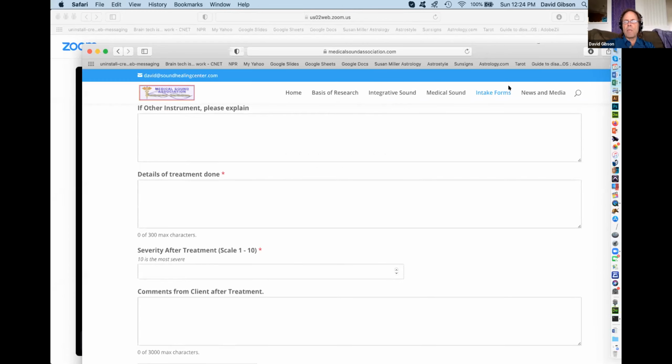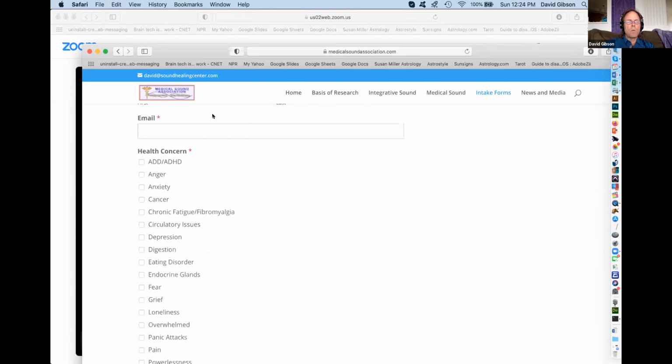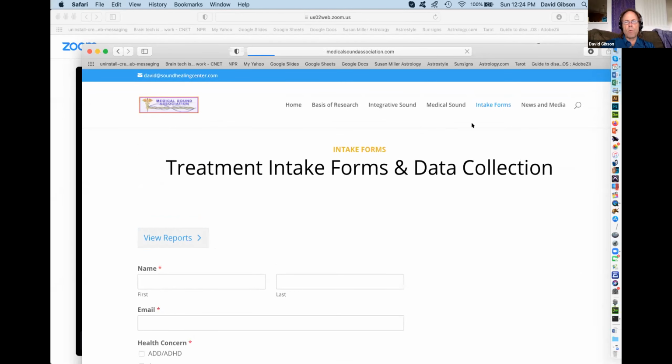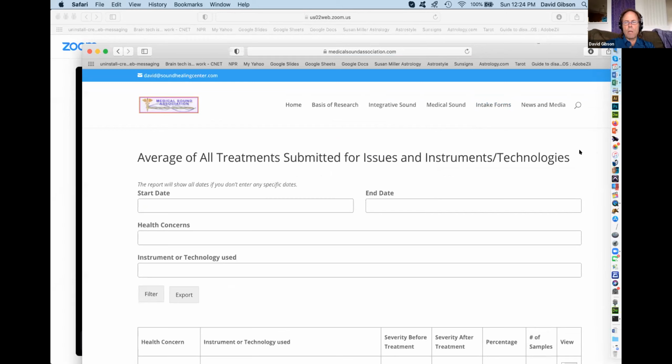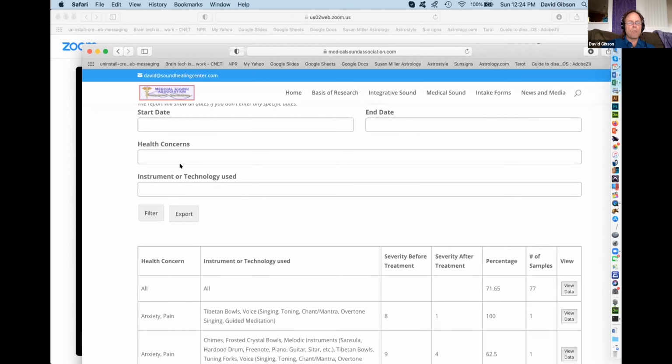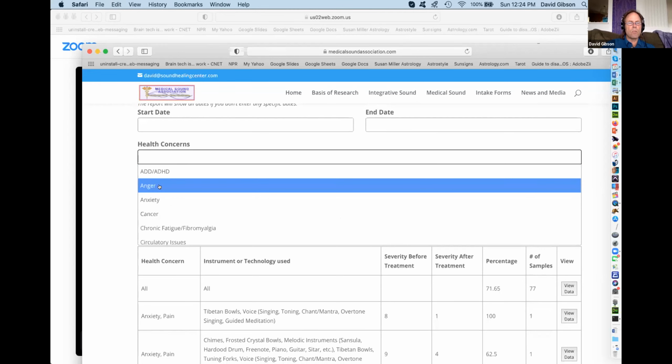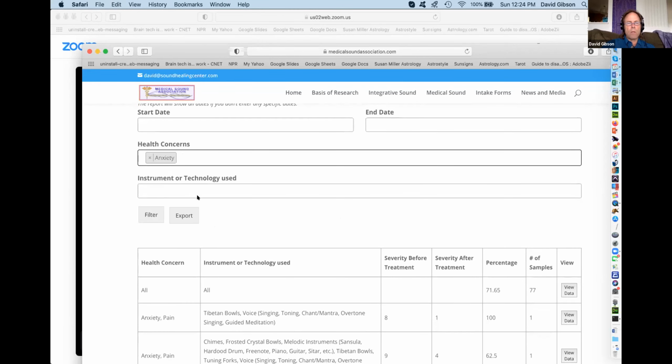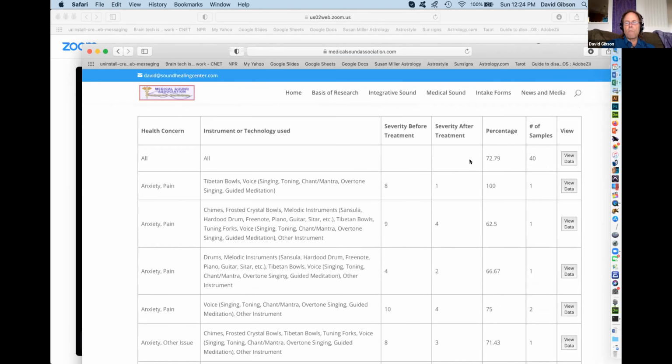And this is being collated in real time. If we look at the reports, we've got 77 samples so far, and overall we've got a 71% reduction in symptoms. But on this page you could also put in the actual health concern. Say, anxiety. Let's filter it for anxiety. For anxiety, we had 40, and it's a 72% reduction.